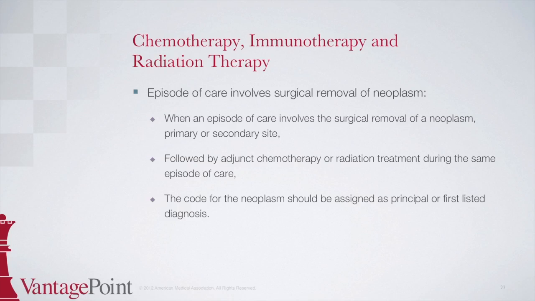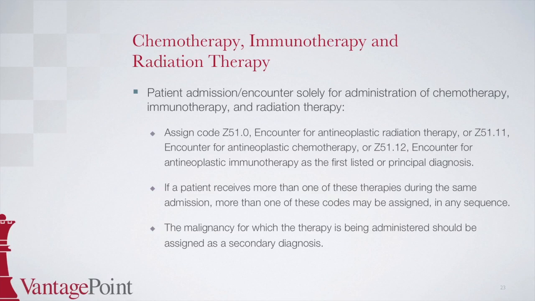For the next 4 slides, we're going to talk about chemo, immunotherapy, and radiation. When the episode of care involves surgery to remove the neoplasm, an anti-neoplastic therapy is also performed. The code for the neoplasm should be coded first, followed by the therapy code. Just to reiterate from a previous slide, when the encounter is only for anti-neoplastic therapy, the appropriate therapy code from category Z51 is sequenced first, followed by the malignancy.